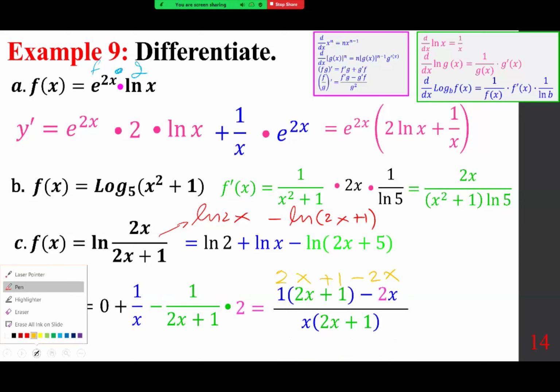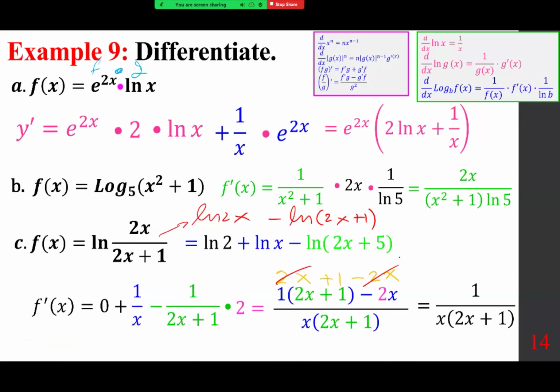The 2x and negative 2x cancel each other. The numerator has only 1. And the denominator has x times 2x plus 1. And we are done.